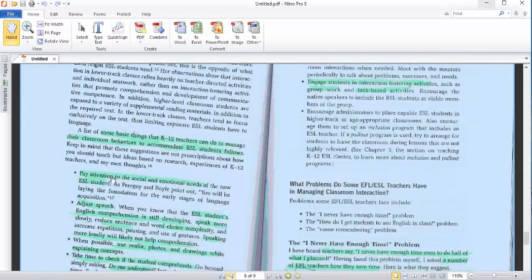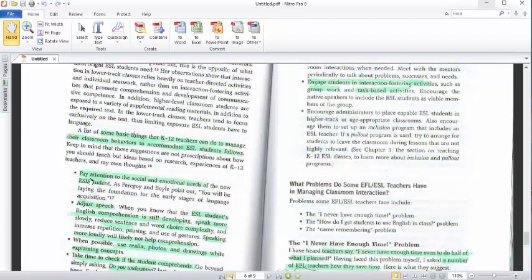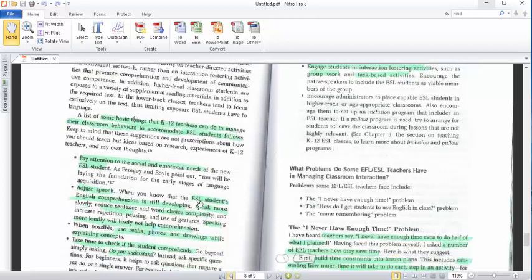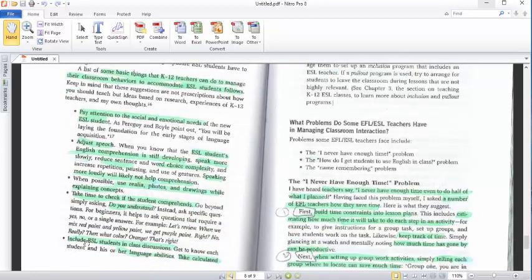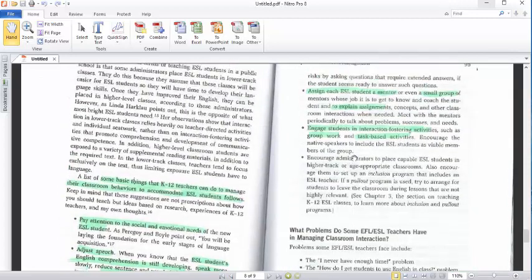So we have many basic things to encourage in your classroom. The first one is paying attention to social and emotional needs, and adjusting speech. Use real photos and drawings while explaining concepts. Take time to check student comprehension. If you remember, we asked them, do you understand? And include ESL students in classroom discussion.